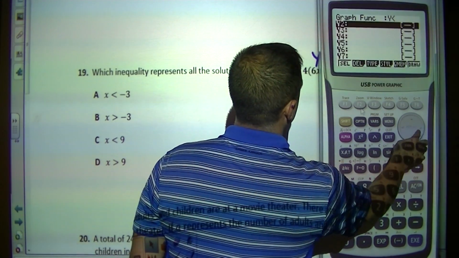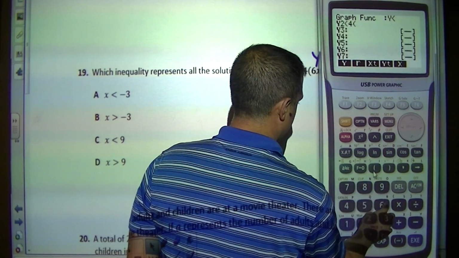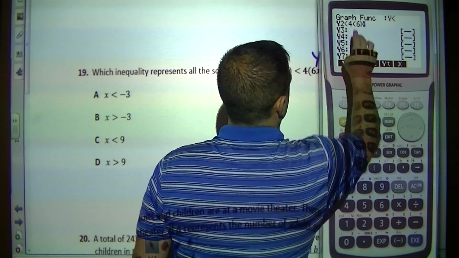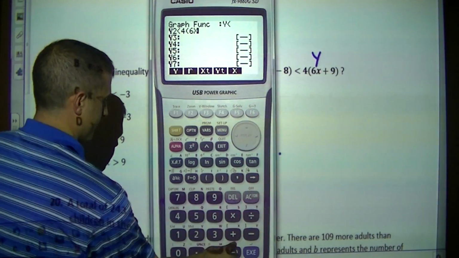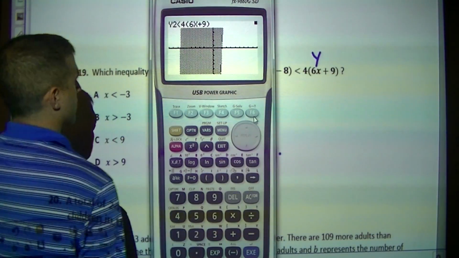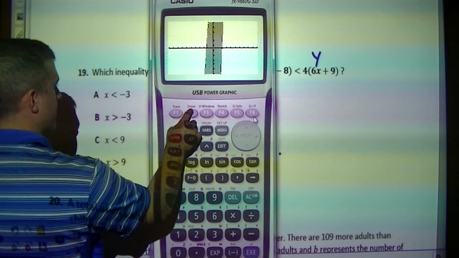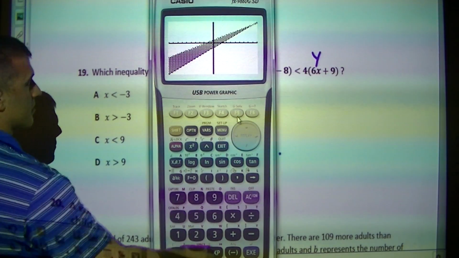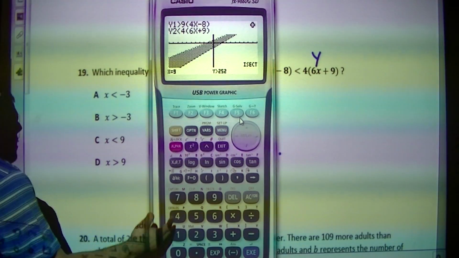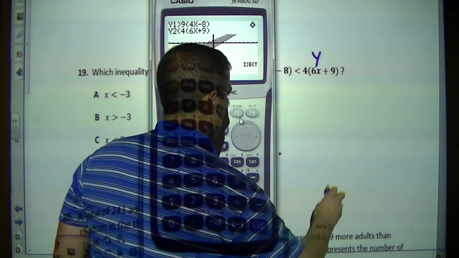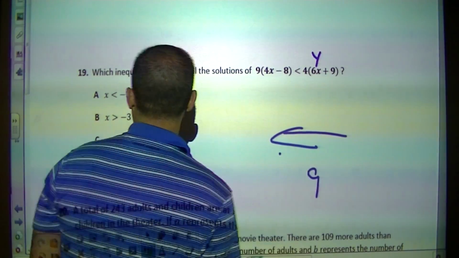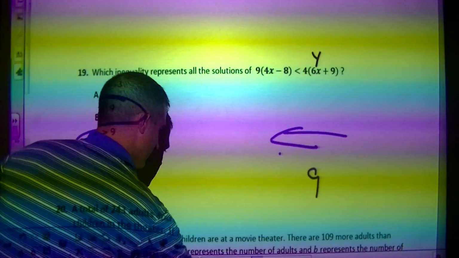Okay, so I'm going to choose this one. And then that's going to be 4 times 6x. All right, what's it? Plus 9. And I'm going to draw. Okay, I'm going to zoom auto. Okay, so I can see it. G solve intersection. That's going to be less. Okay, since it's going that way. And 9, so that's going to be this one.